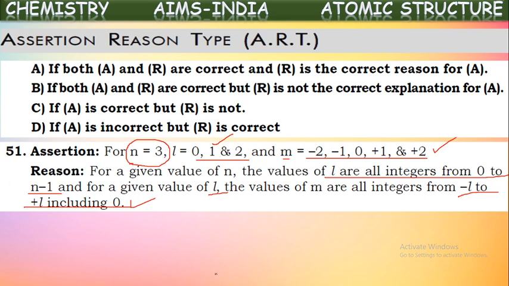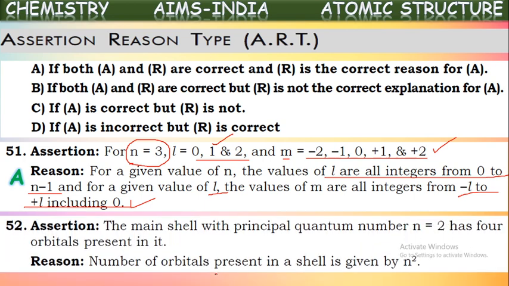So where is the correct answer now? A. Okay. Next question. The main shell with principal quantum number n is equal to 2 has 4 orbitals present in it. Isn't it? Is it correct? Let us see this reason also. The number of orbitals present in a shell is given by n square. So if you take n is equal to 2, that means second shell. Second shell contains two subshells, s and p. 2s and 2p we call them.